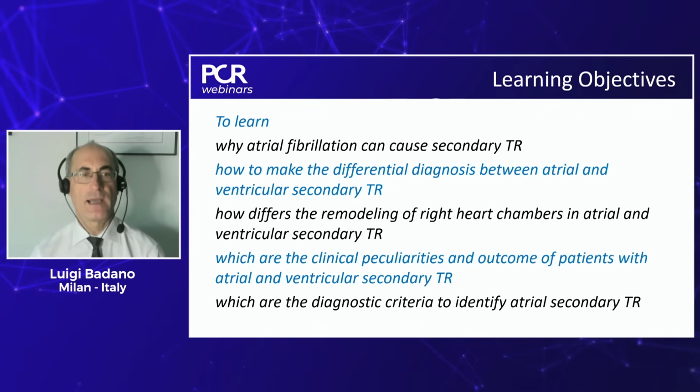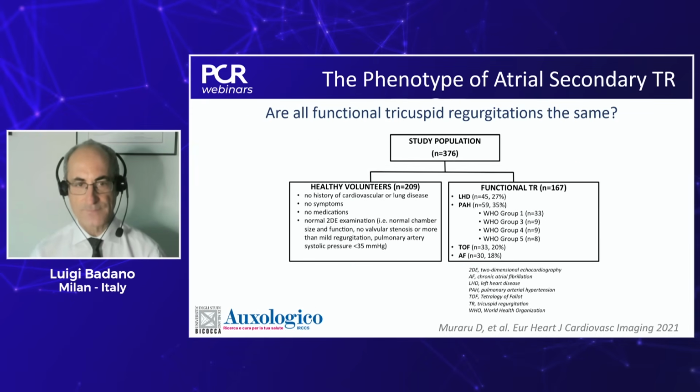So during my next 15 minutes, I will try to address several points. First, why atrial fibrillation can cause secondary TR, how to make the differential diagnosis between the atrial and the ventricular phenotypes of secondary TR, how the remodeling of the right heart chambers differs in these two distinct phenotypes, and what are the clinical peculiarities and also the outcome of patients with atrial and ventricular secondary TR, to finish with the diagnostic criteria that have been used so far to identify atrial secondary TR.